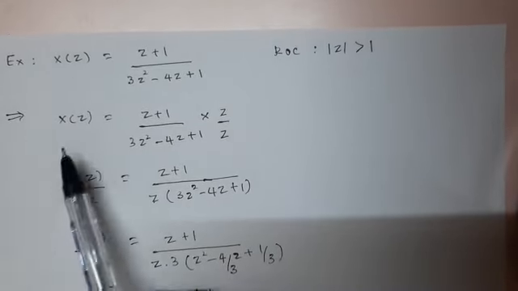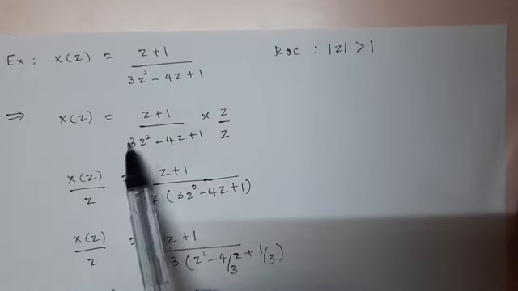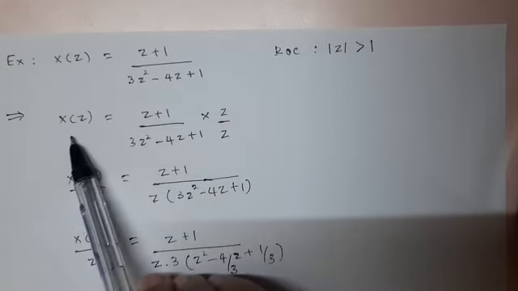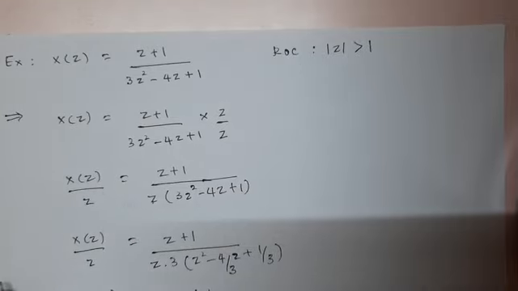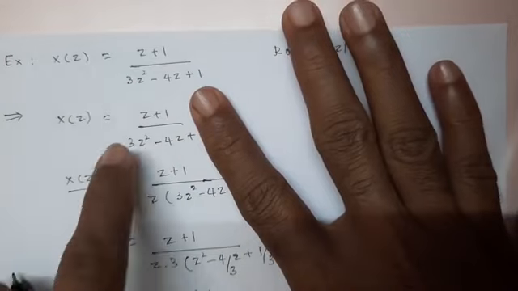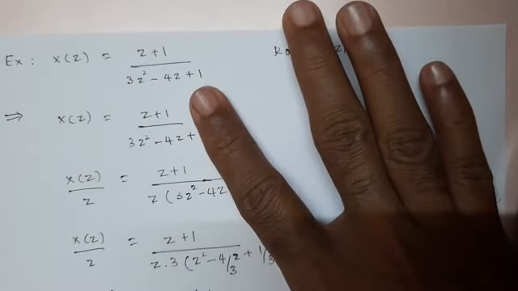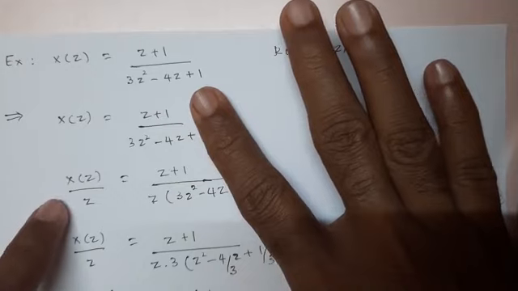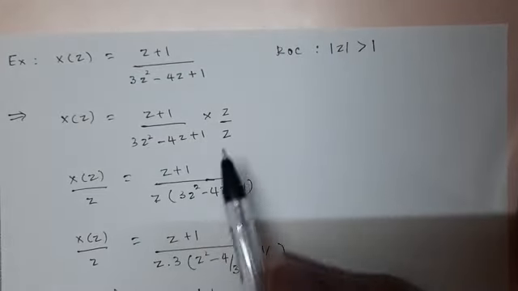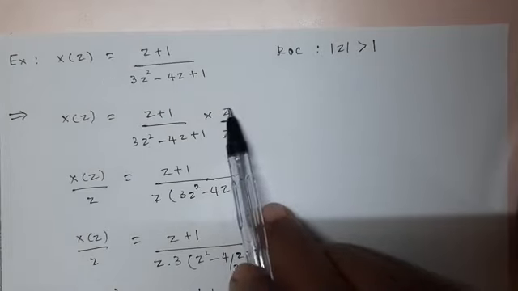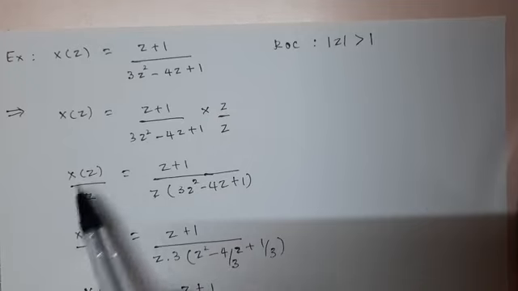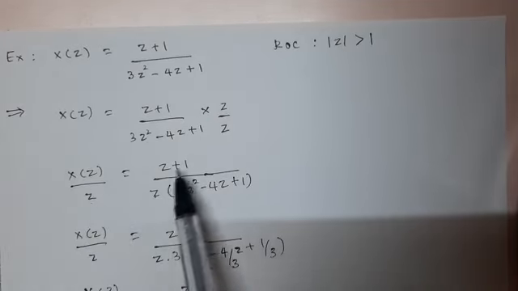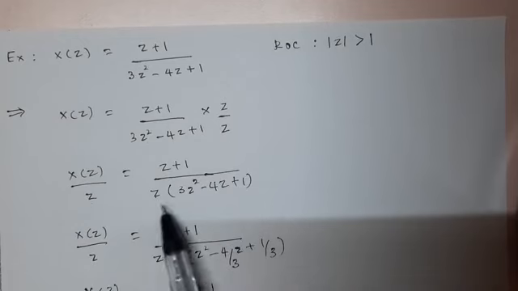So what I will do is, I will consider x of z equal to z plus 1 over 3z square minus 4z plus 1. As you know, the first step is to represent the LHS as x of z by z. If you consider only this one, you cannot take z out of this numerator. So to get x of z by z, I have multiplied and divided by z here, so that I can take the numerator z on the left side, and it will be helpful for me at the end to represent the answer. So x of z by z is equal to z plus 1 divided by z into 3z square minus 4z plus 1 as it is.